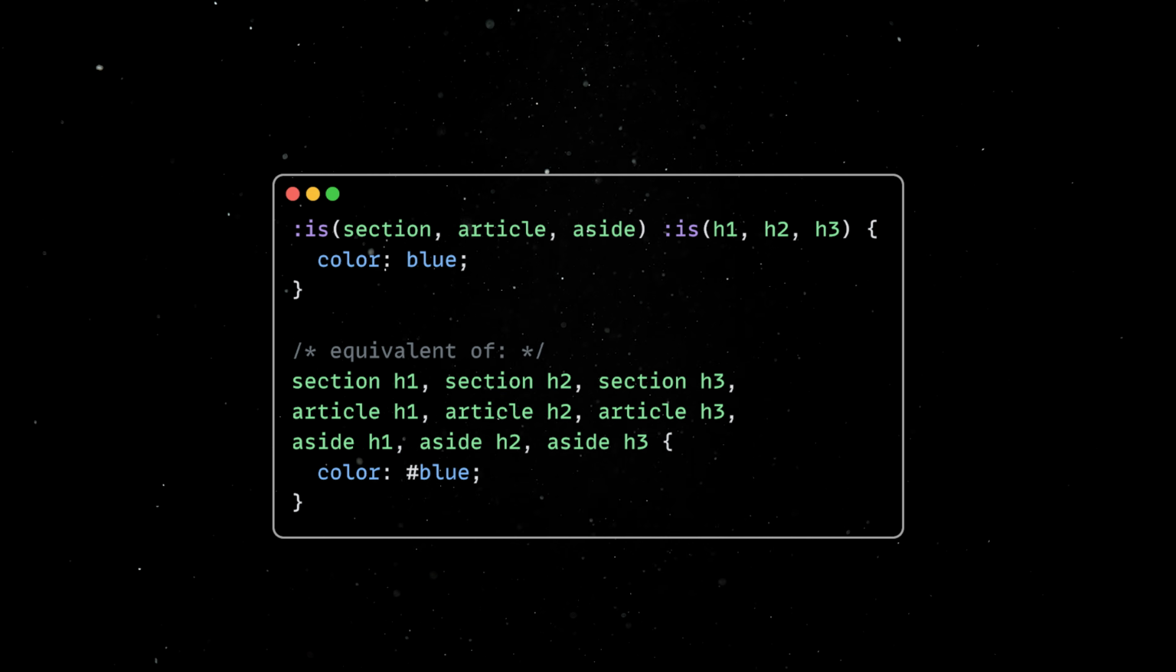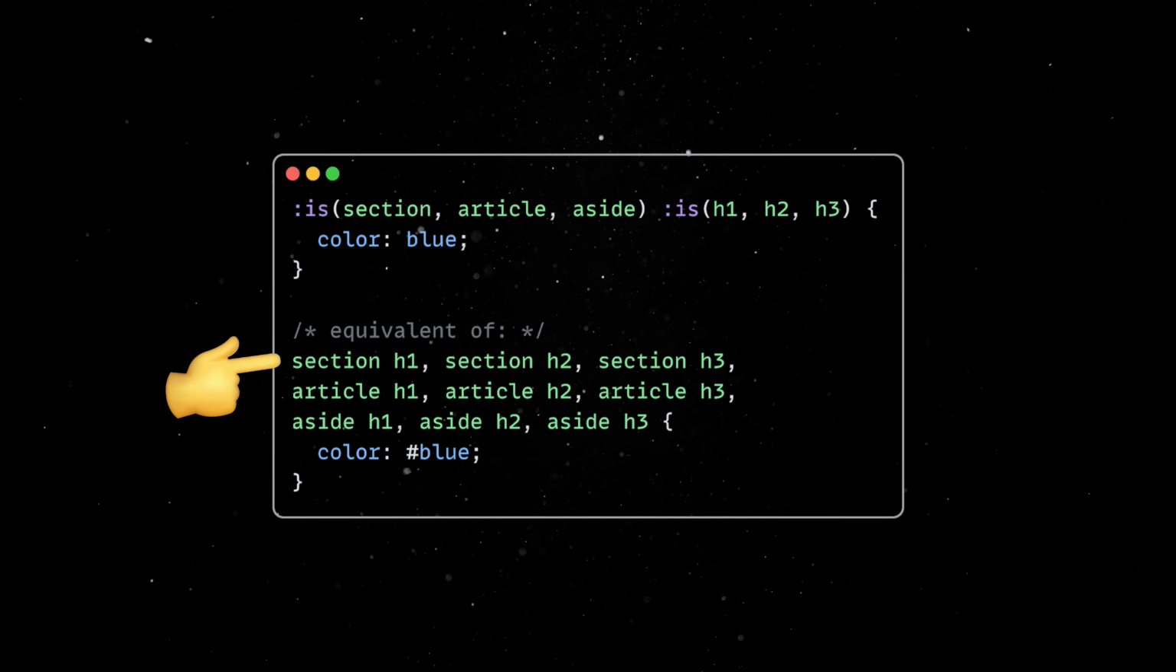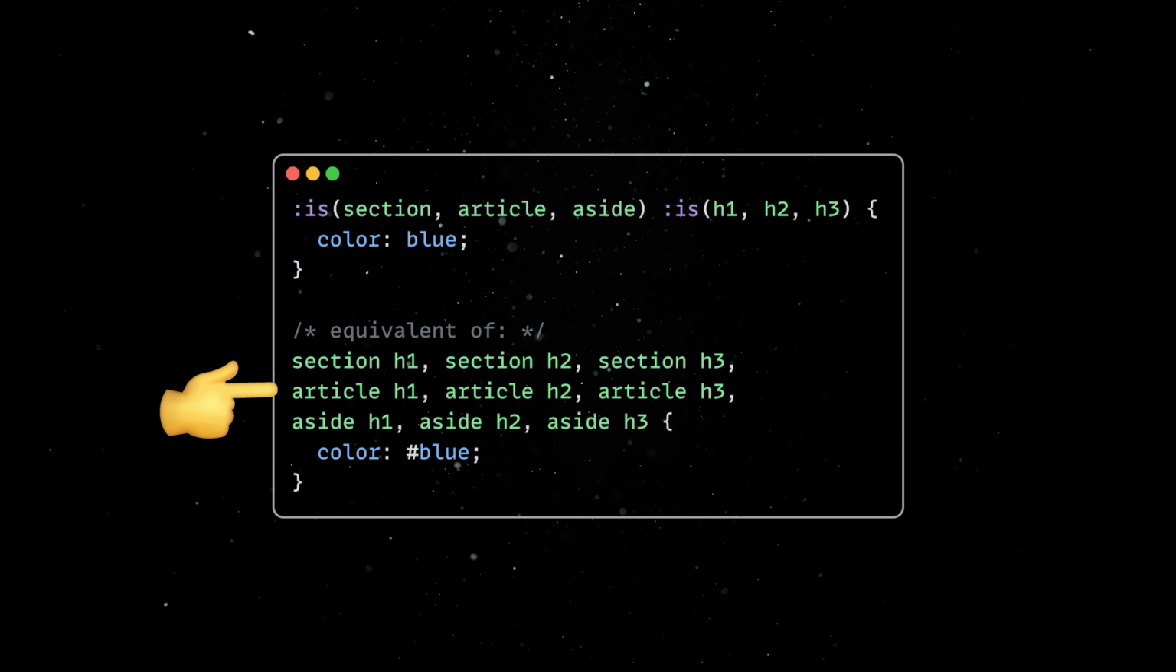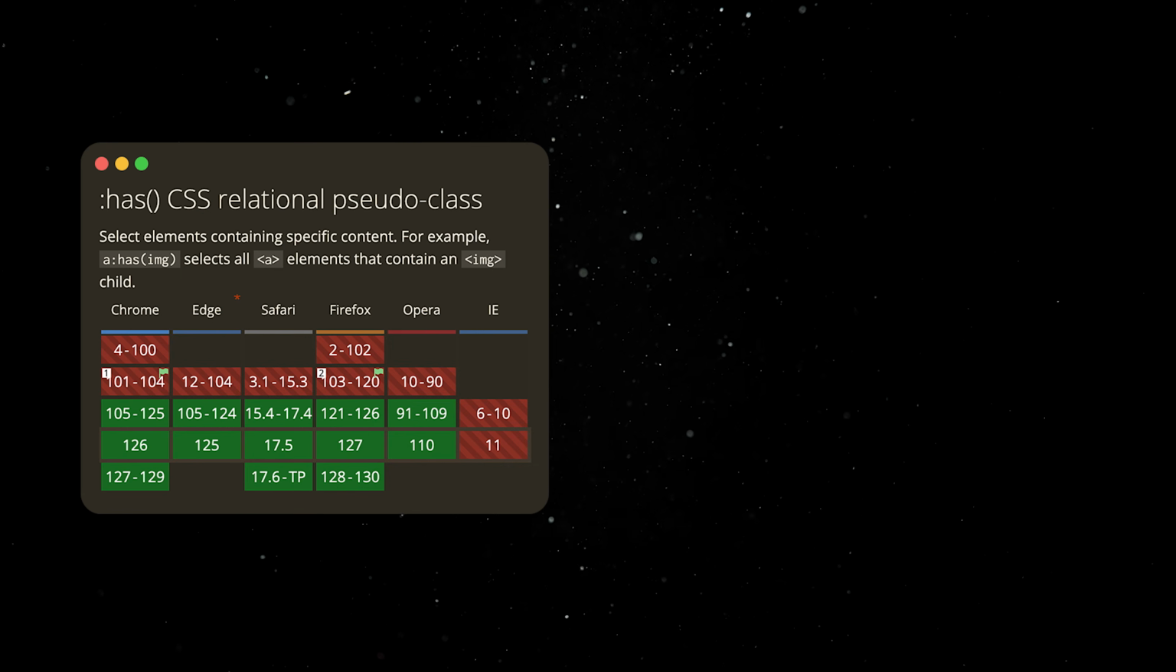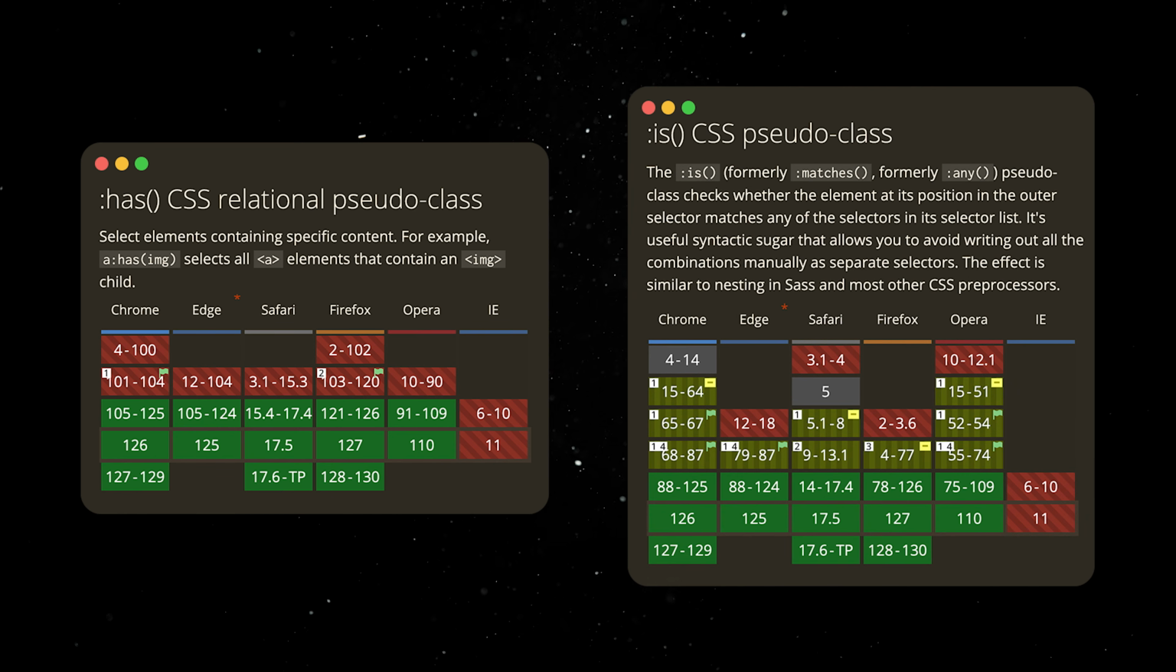In the same line, you can use the is pseudo-class to simplify complex selectors and improve readability. This can be combined in various ways to capture nested structures, and both has and is have good browser support these days. This video would not be complete without the mention of the grid layout.